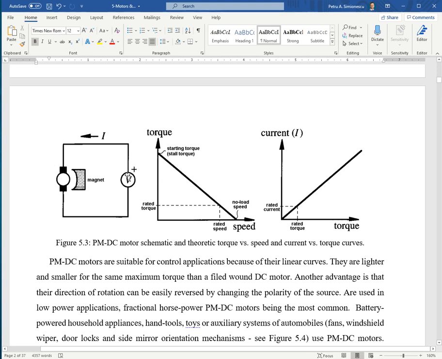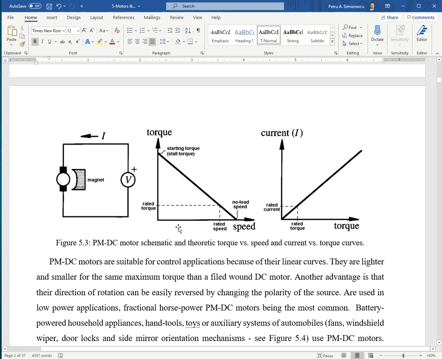The DC voltage supply, power supply, and then we have the torque, speed being RPM of the rotor shaft, and the torque varies with speed linearly. Same, current and torque, and implicitly current and speed, they vary linearly, which is advantageous for control applications.